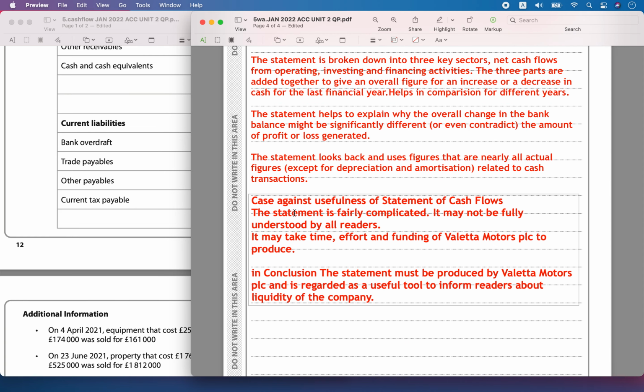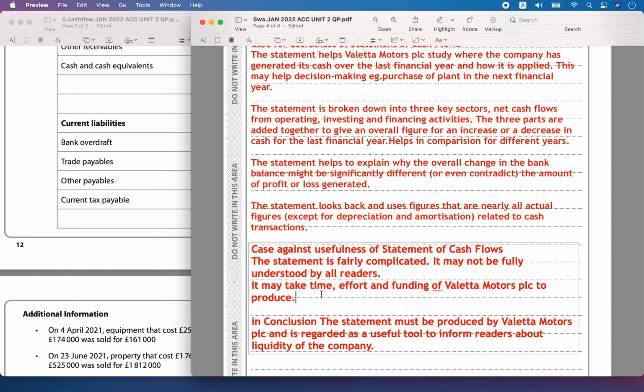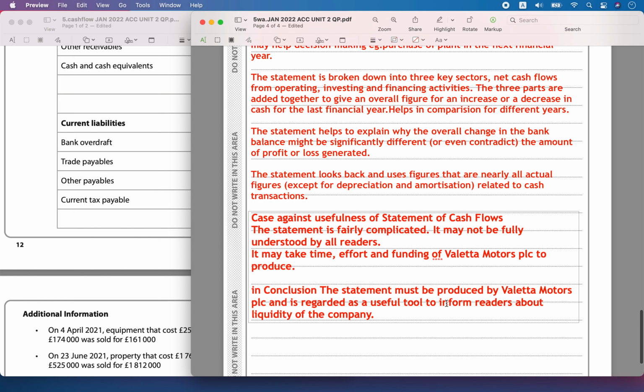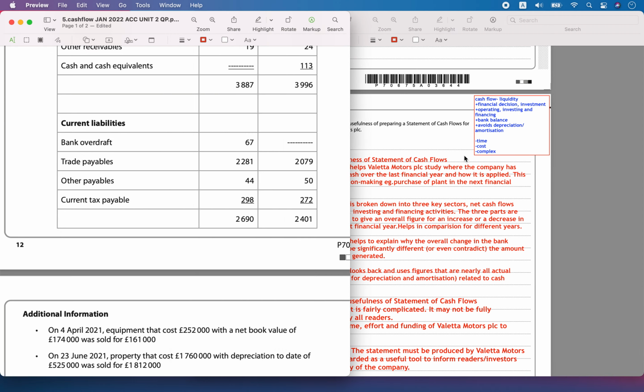But apart from that, what are the negatives? However, we can say that this is a fairly complicated statement and it is not fully understood by the readers, so it has to be prepared by a skilled accountant, and it is going to take time, effort and funding of Valetta Motors to produce it. In conclusion, the statement must be produced by Valetta Motors and is regarded as a useful tool to inform readers or investors. Investors also look into that to understand the liquidity of the company. So that's why it is very important.